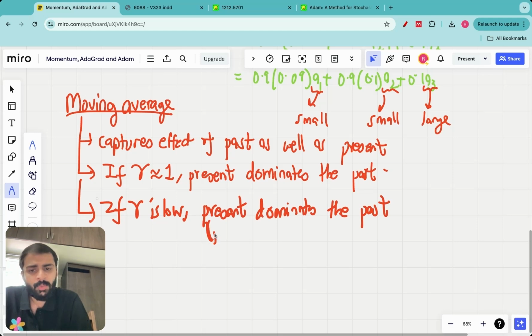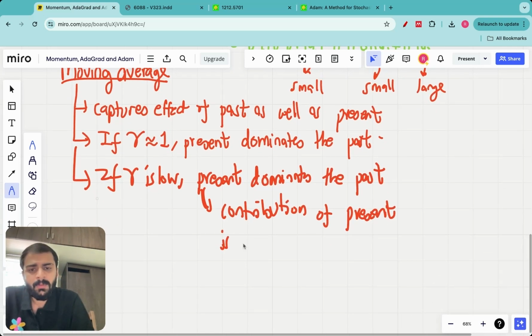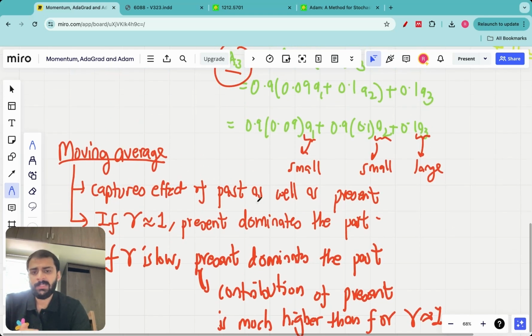But the contribution of the present is much higher than for gamma close to 1. So when you think of moving average, think of the following three things.